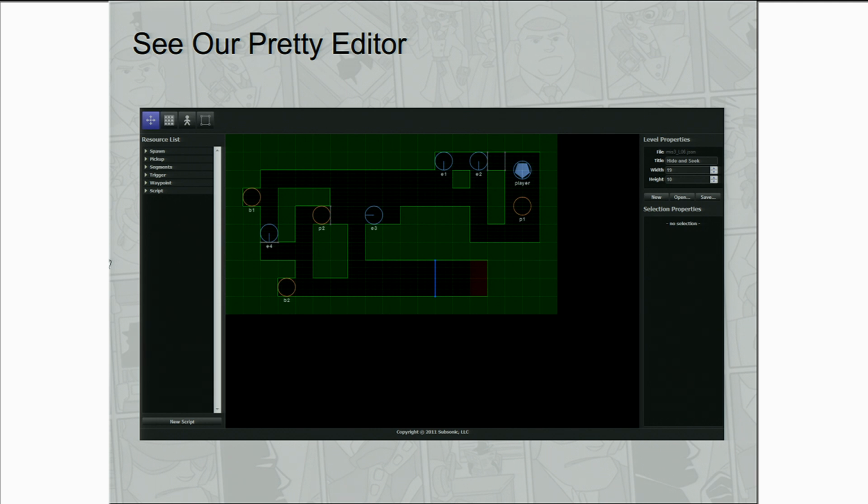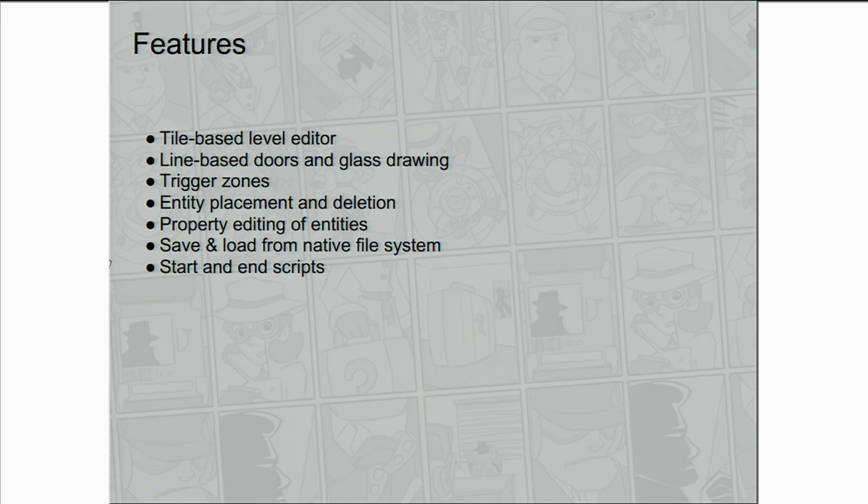You have complete property editing, pretty much everything you need out of an editor for a game like this. Some of the other features: we did have triggers for doing things like tutorials and a couple other interesting puzzles. We had a script system, and again, a tile-based editor. One thing is that we used line drawing for our doors and the breakable glass in the game. This allowed a little bit more flexibility than using tiles. It's kind of a pain to implement, but it actually worked out fairly well, I think.